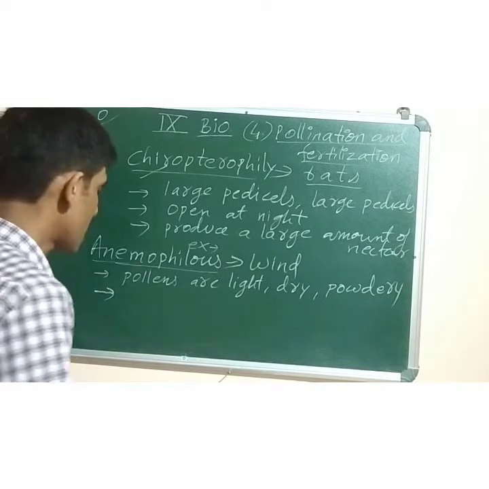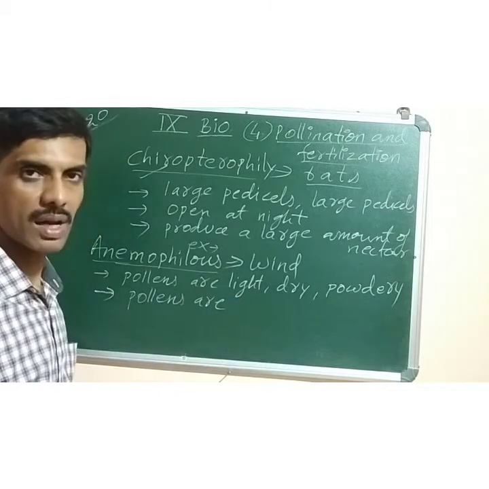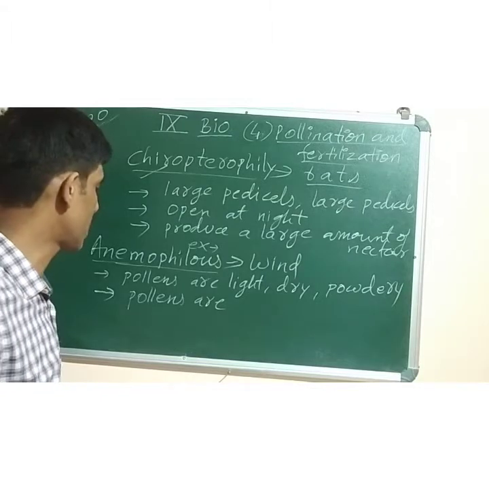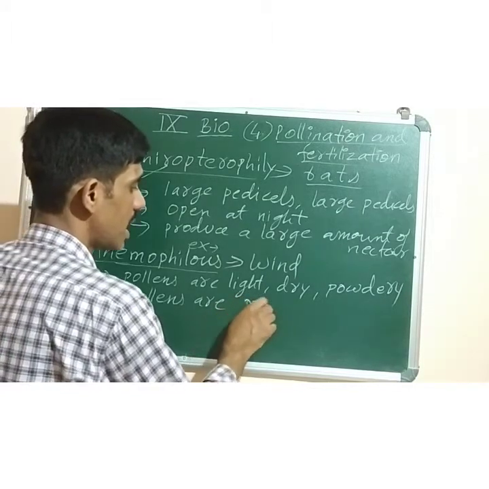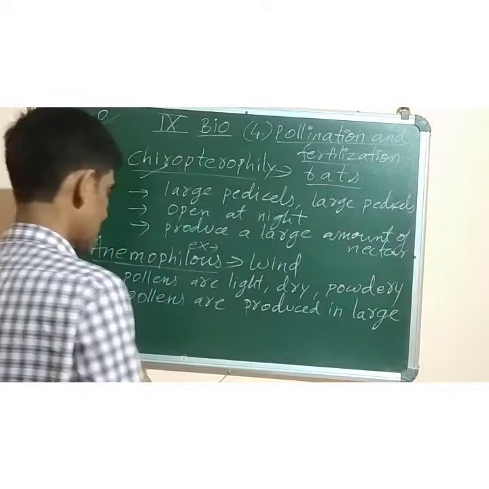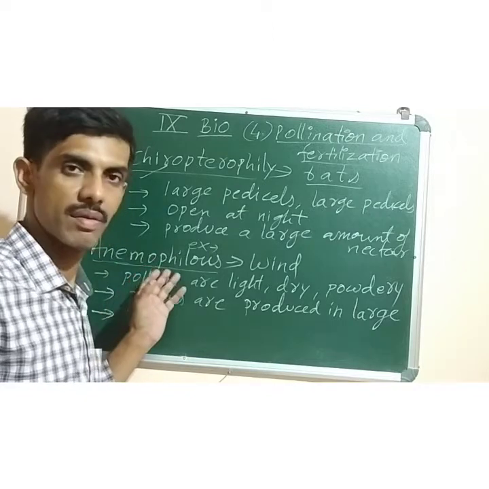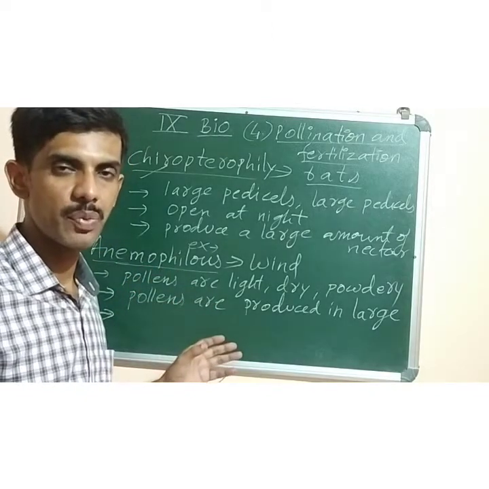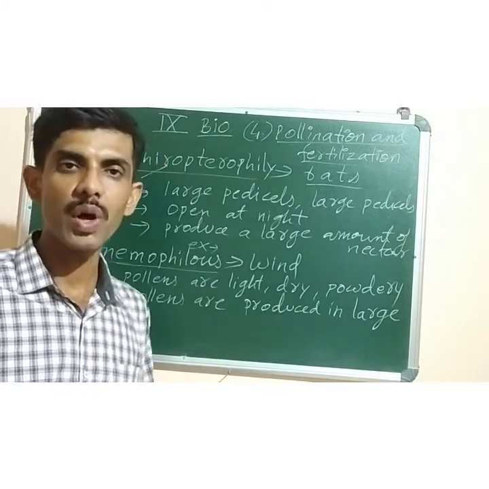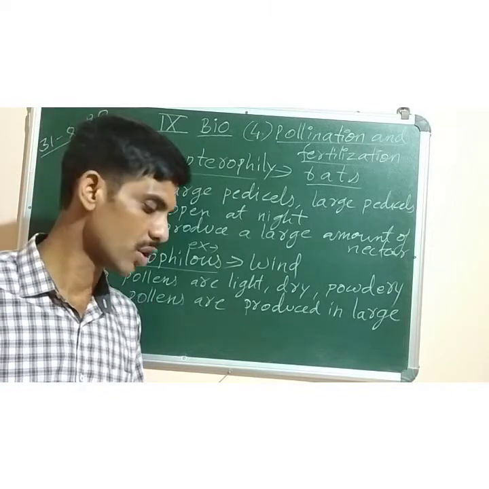Number two, pollen grains are produced in large quantity, because most of the pollen grains are carried by the wind and they are deposited in places which are not suitable for pollination. So pollen grains are produced in plenty of quantities. And third, the pollen grains carried by wind may not land on a particular species of flower, so those pollen grains will be wasted. So plenty of wastage of pollen grains occurs during this process. It is not an economical process.